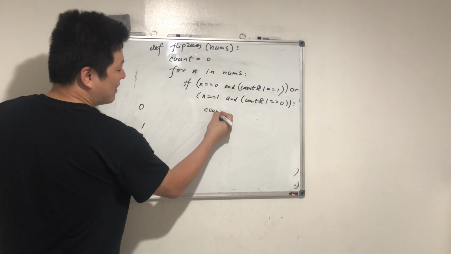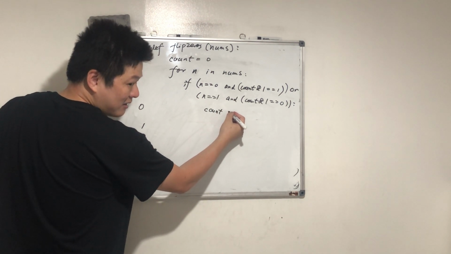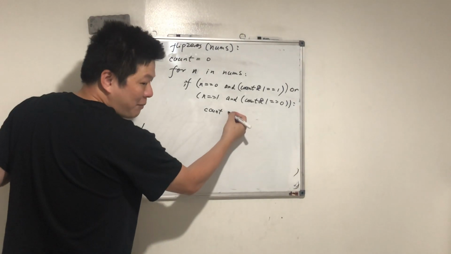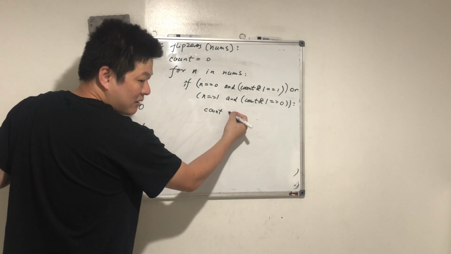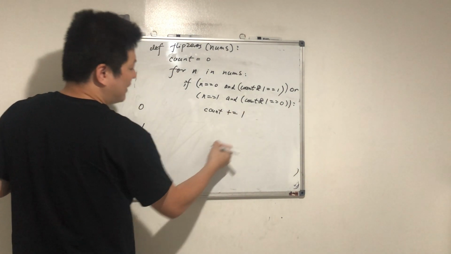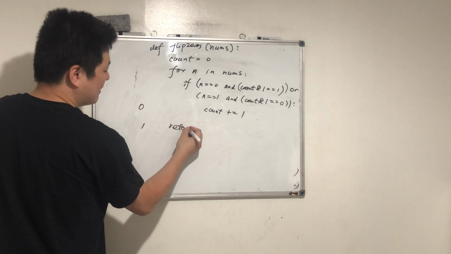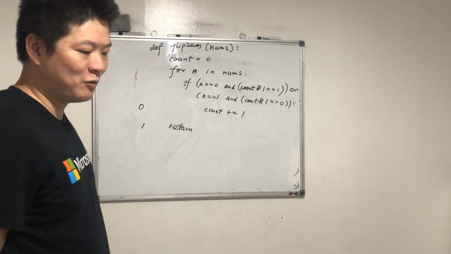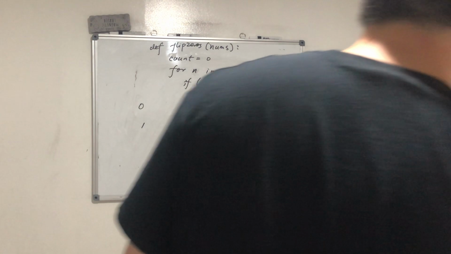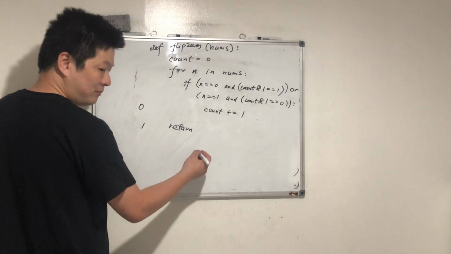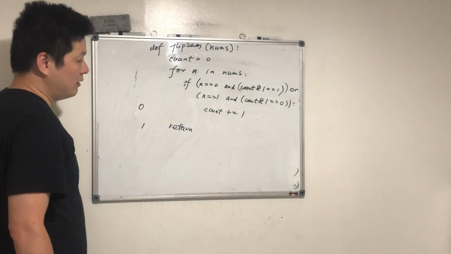Count what? We want to flip, so what happened to the count? Count plus equal 1. Yeah, and return. Where's the answer? Come on. Return what? N. Wait.